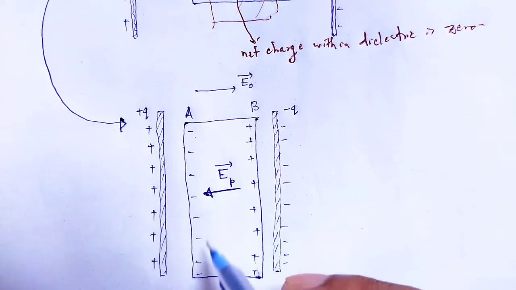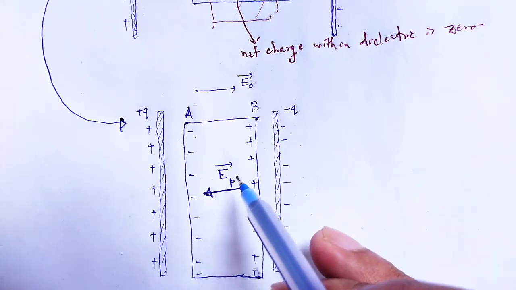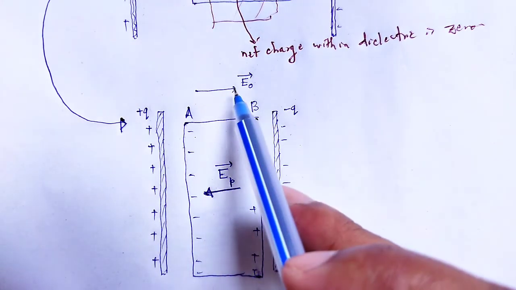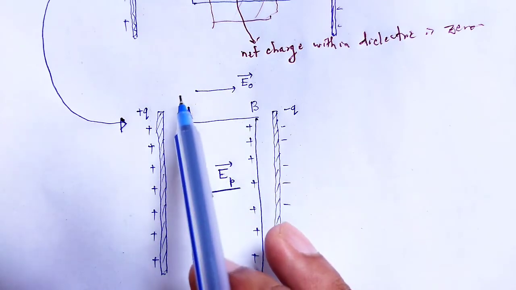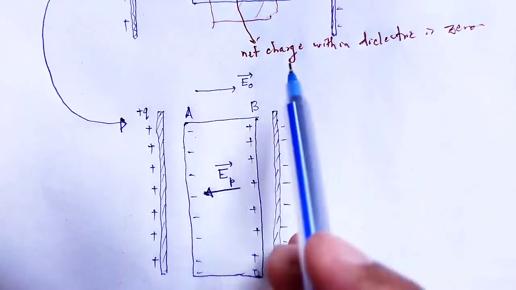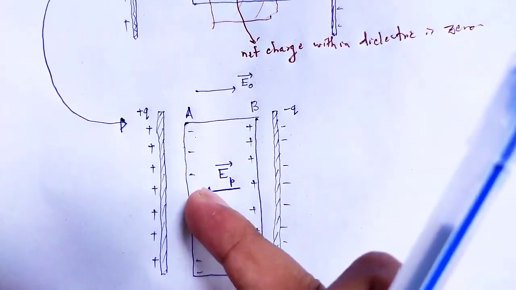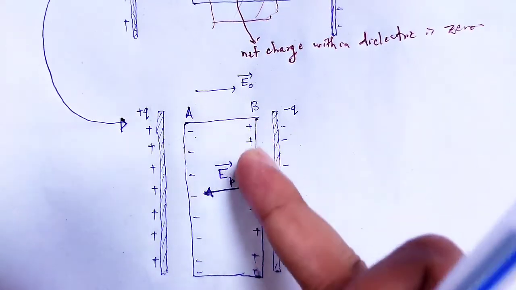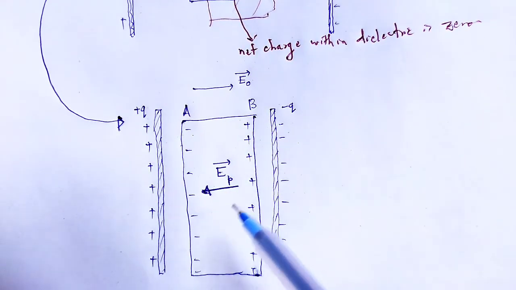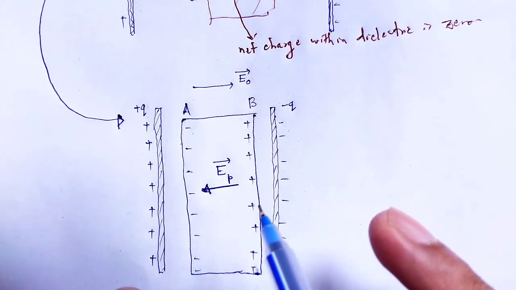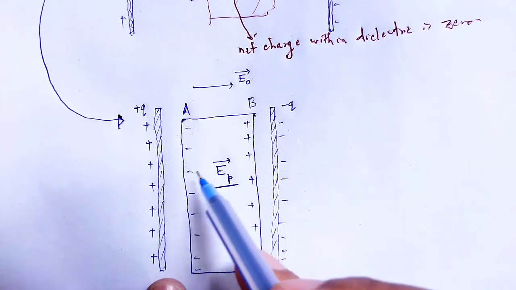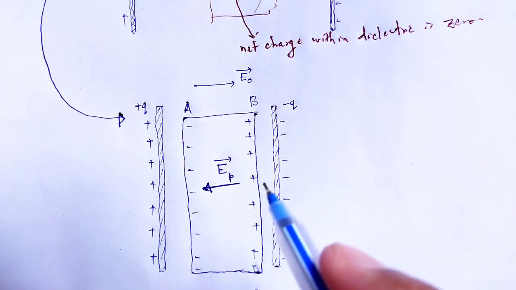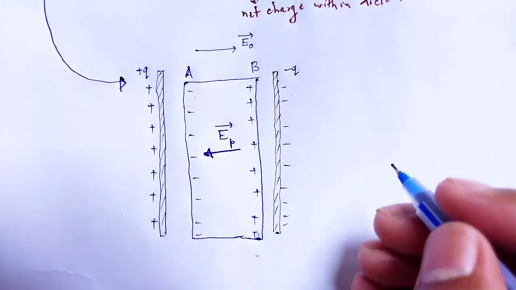Within the dielectric, the produced electric field is EP, and this field acts in a direction opposite to the applied electric field. Here the direction of applied field E naught and the direction of developed electric field within the dielectric are opposite to each other. Therefore the electric field inside the dielectric is reduced.